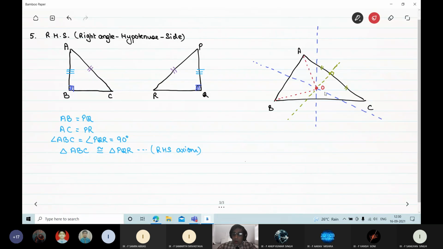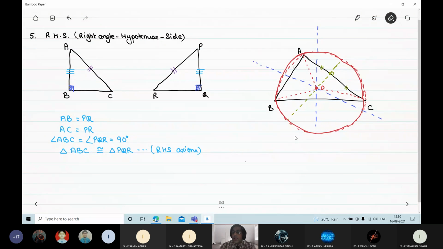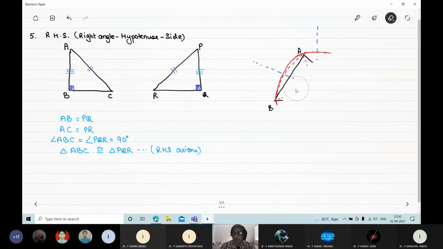If you take this as the center and take the radius as OB, OA, or OC, any of them, and draw a circle, then the circle will pass through all three vertices, and this is how you will get a circle. So this circle is called the circumcircle of this triangle, and the center is the circumcenter. Is it clear, Sangyan? Yes, sir. Thank you, sir. So circumcenter is the point of intersection of the perpendicular bisectors of the sides of a triangle. That is how we define a circumcenter.